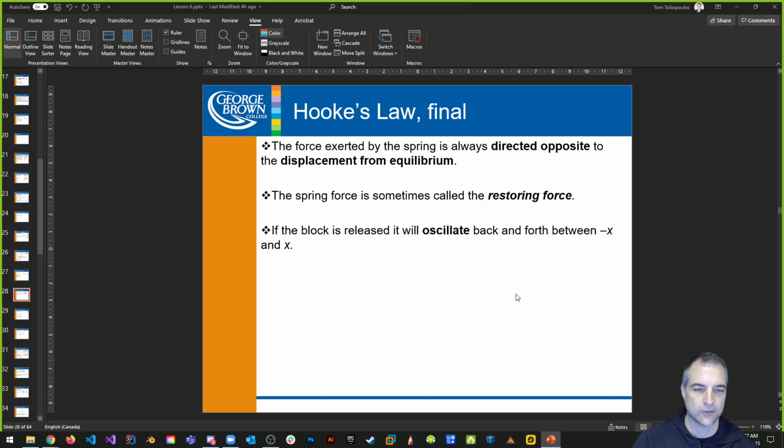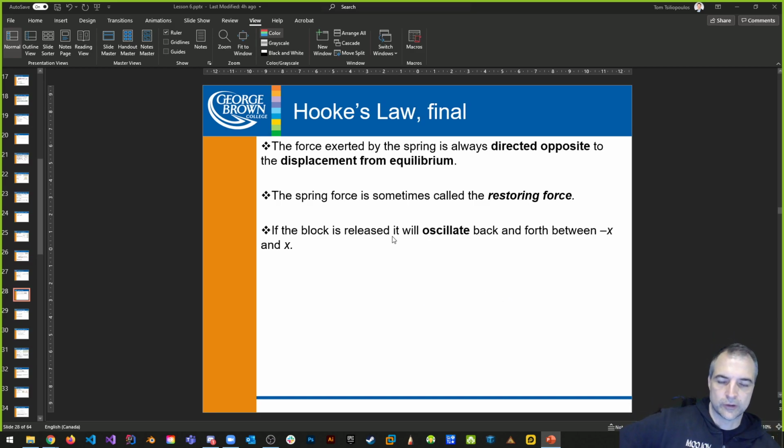In some ways, this aligns with Newton's laws, right? For every action, there is an equal and opposite reaction. It hooks into, sorry for the pun, Newton's laws very nicely.